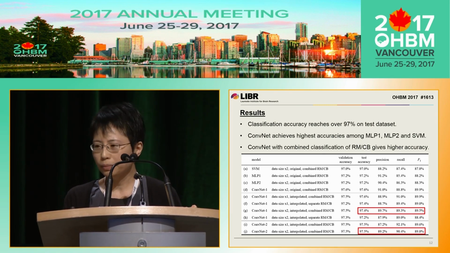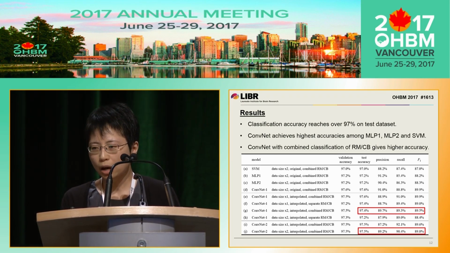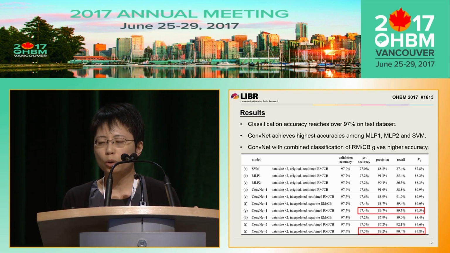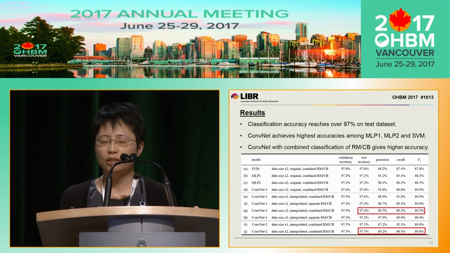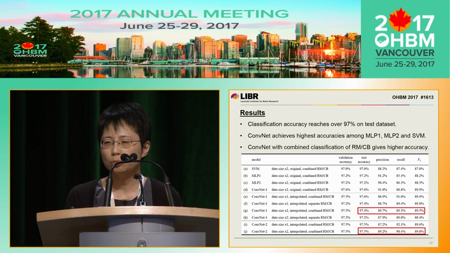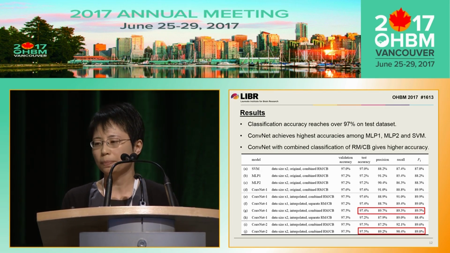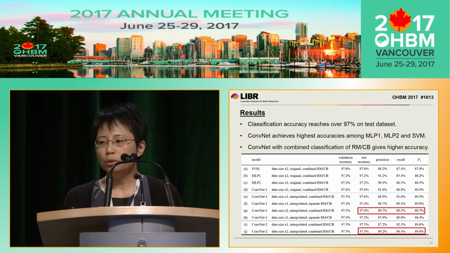Also, we noticed that although the test accuracy and the F-score are similar for different models, the precision and the recall are more balanced in the model trained with doubled data size, interpolated spatial projection map, and both combined classification labels for the spontaneous head motion and cardioballistic head motions. However, the improvement is little and seems bounded.